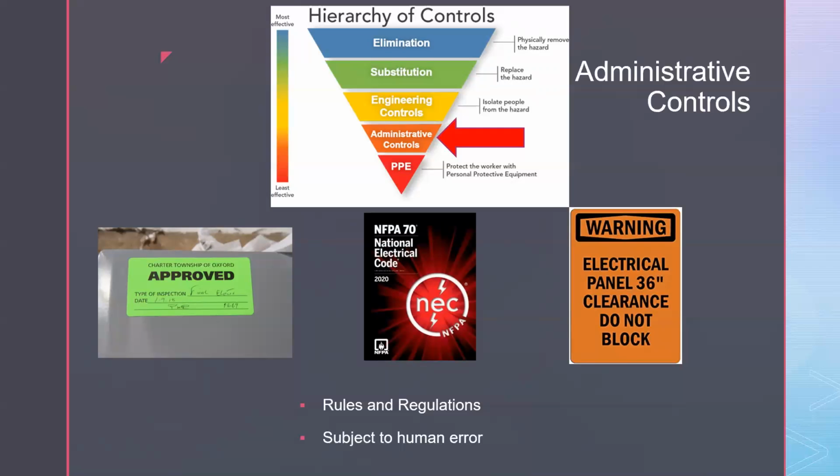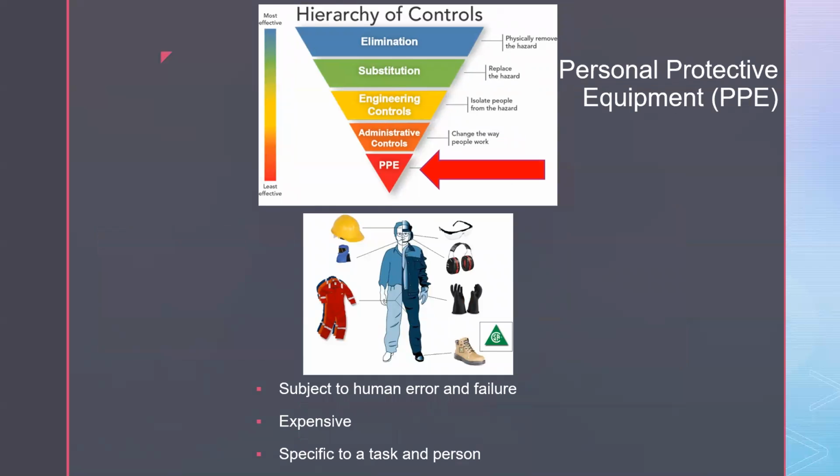If administrative controls aren't effective, we rely on PPE. Administrative controls usually require the use of PPE, and these two levels are commonly interrelated. Our bottom level, which is the least effective level alone, is personal protective equipment, or PPE. PPE use is a last resort.